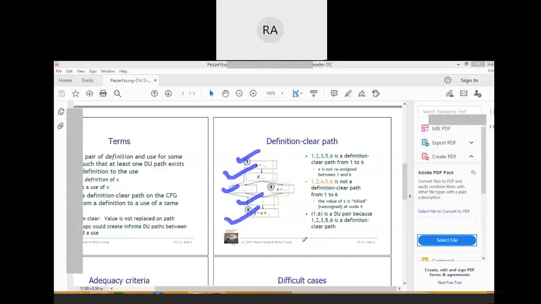That's why I'm taking the first node and the last node which are forming a DU pair. With the help of a definition clear path, you can come to the conclusion about the formation of a DU pair. I hope everybody is understanding this particular concept.